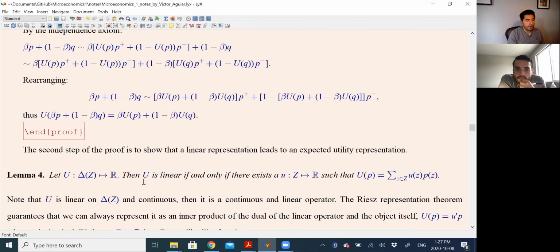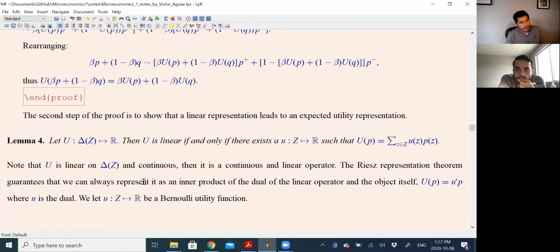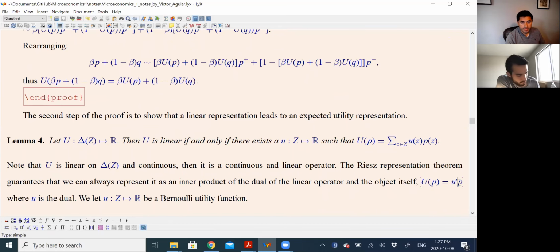And here we're just going to invoke a result from math. This part we just call a famous result in mathematics, which is called the Riesz representation. This basically tells you that if you have a linear mapping, any linear mapping, it is always going to be representable as an inner product of two objects, right? The object that you are evaluating the mapping on, so P, inner product, an object in the dual space. In this case, it is another vector, Euclidean space. So U is a vector here that you take the inner product with P.